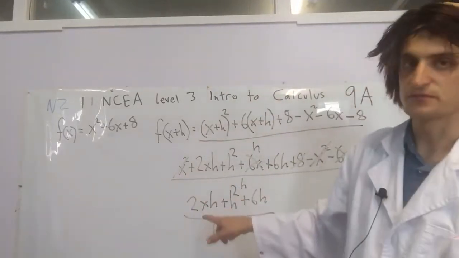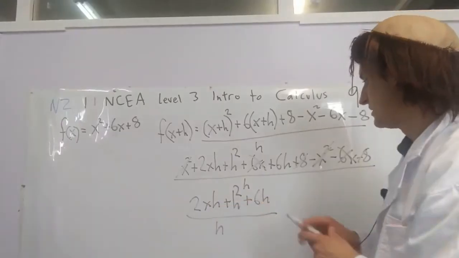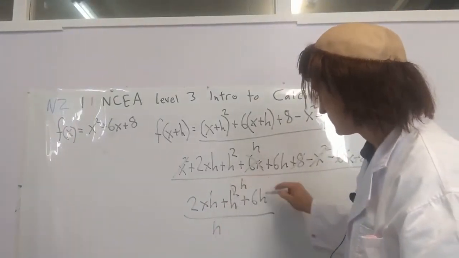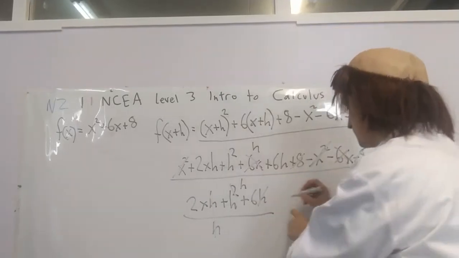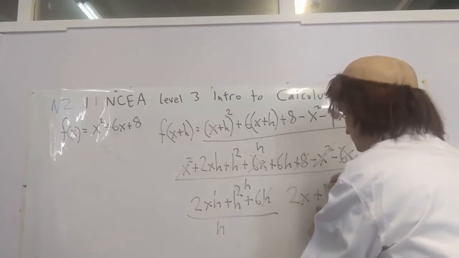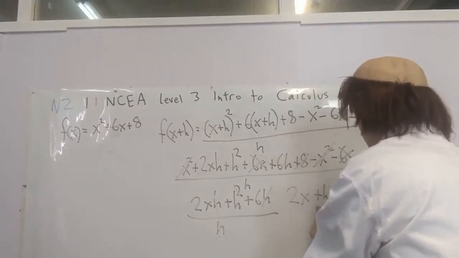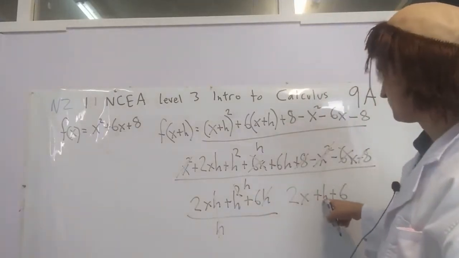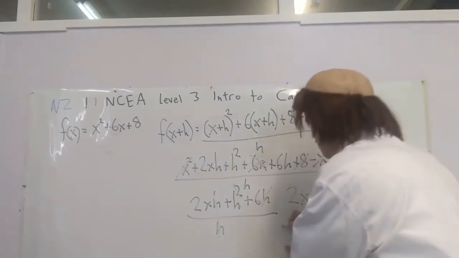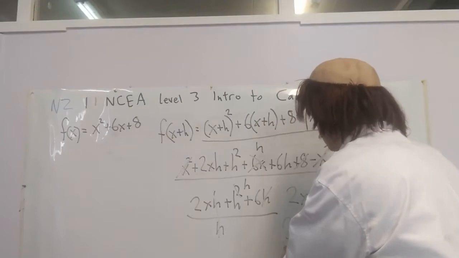Now, each of these terms has an h in it, so we can cancel it, and we're left with 2x plus h plus 6. And now with h approaching 0, this just becomes 0. So the derivative is 2x plus 6.